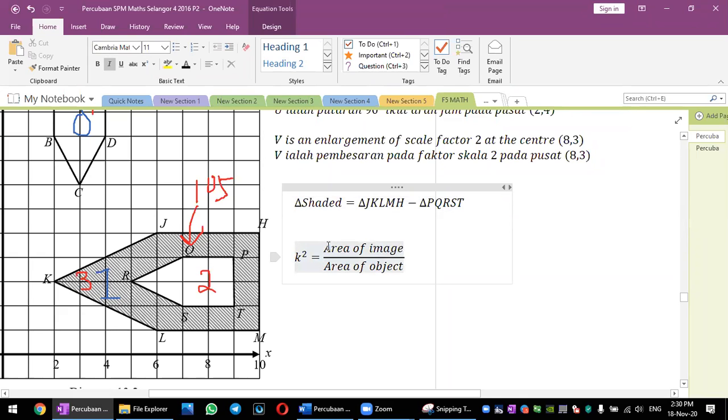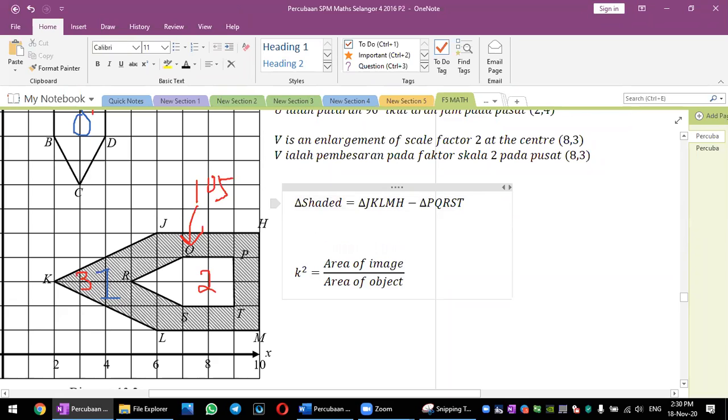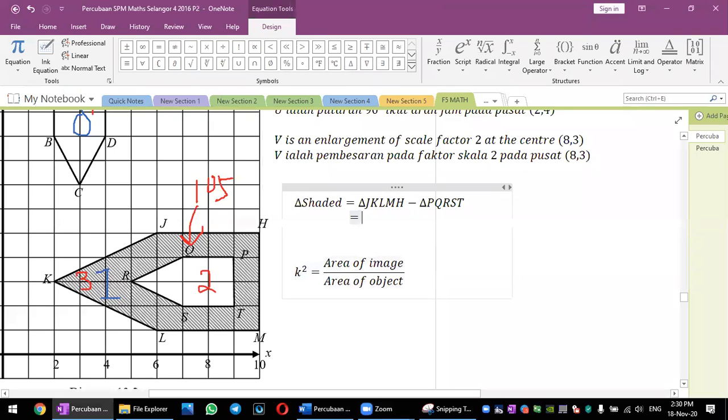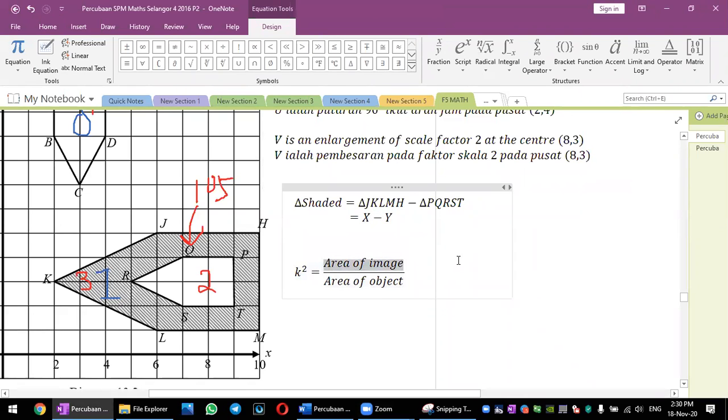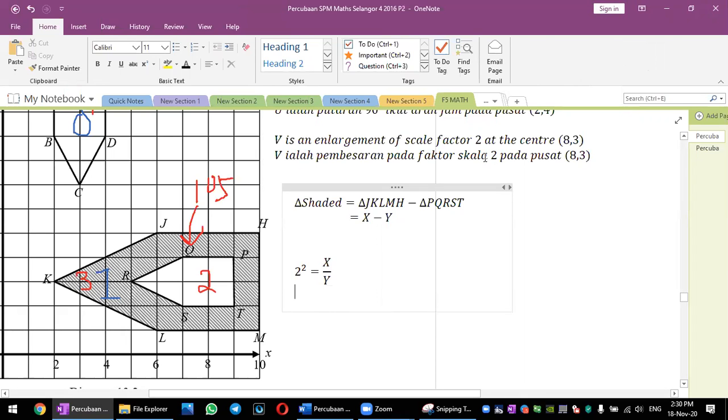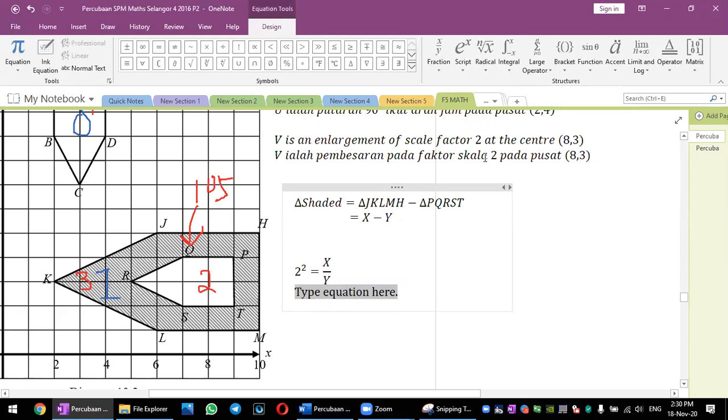So let's say JKLMH is the image. Let's say I put here X minus Y. The big one I put X, the small one I put Y. So area of image is big X, area of object is big Y. And what is the value of k? K itu adalah faktor skala, faktor skala 2. So 2 square equals X over Y. So you can say X equals 4Y.